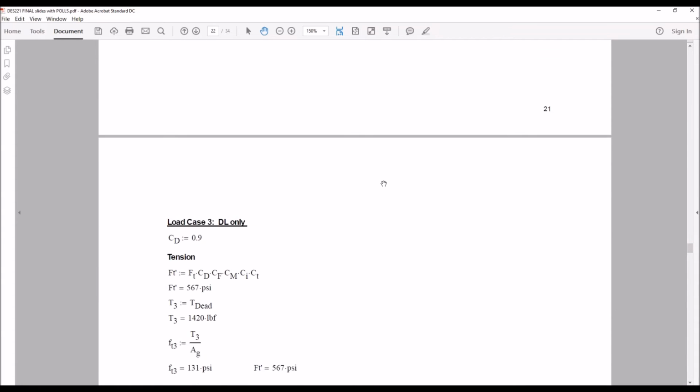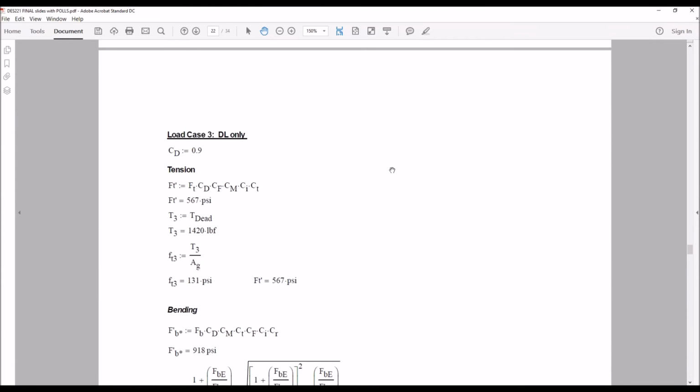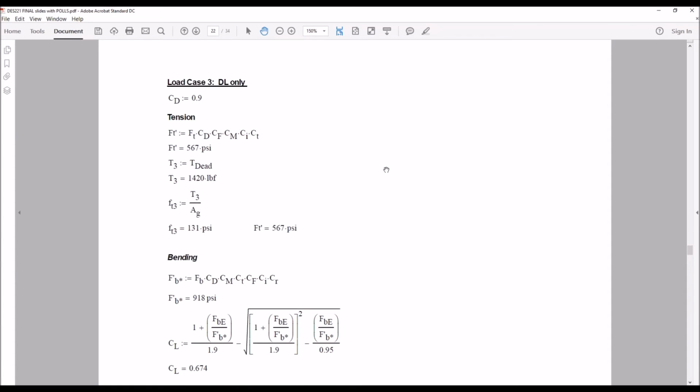And then the last one we're going to check is a dead load only. For a dead load only, we actually have a reduction in capacity due to the load duration factor. So our C sub D is equal to 0.9. Our applied loads are again only due to dead loads.